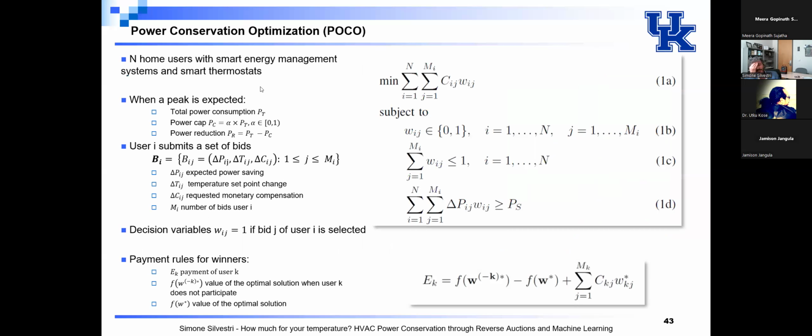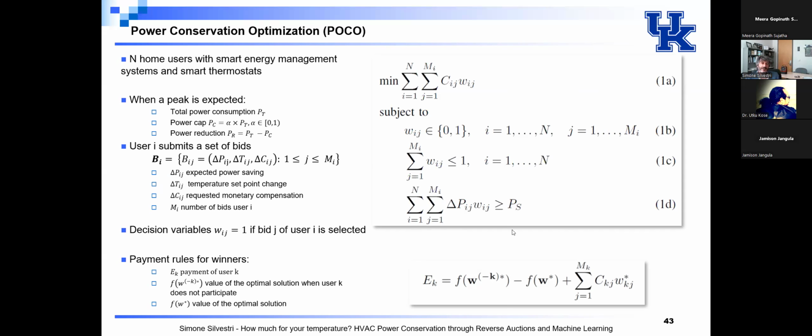So in order to select who the winners are, we formalize an optimization problem in which we try to reduce the cost for the utility company by selecting the best bids. It is a trade-off between the bids that provide the most energy saving and are not too expensive, in order to make sure that the target reduction, which we call PS, is actually met. Then, given the set of winners, we have a payment rule that tells you how much you need to pay each user with respect to what their bid was.